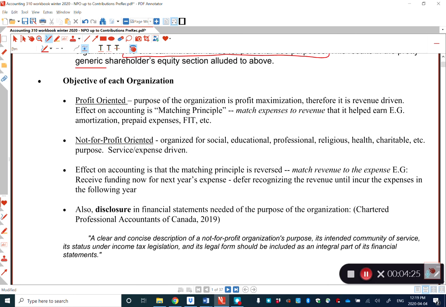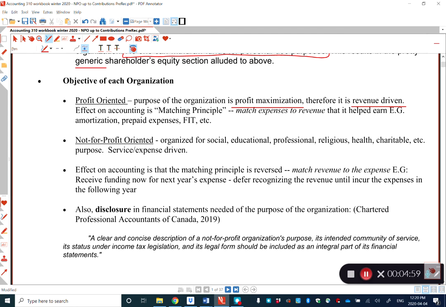Now, I'm going to talk a little bit about objectives, and when we get into the objectives of the organization, this helps us sort of understand and realize how the accounting is going to be done. Now, for a profit-oriented enterprise, what's the purpose of that organization, right? This is the vast majority, 99% of the organizations you would have seen thus far in your brief but fruitful, I'm sure, accounting careers. The purpose of the organization is to maximize profits, right? So therefore, it's driven by revenue. Revenue driven.